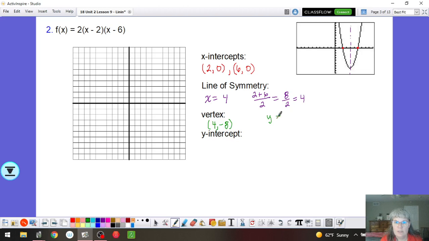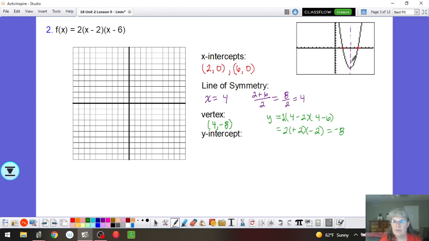So y equals, substitute 4 in for the x, so we have 2 times (4 subtract 2) times (4 subtract 6). That leaves us with 2 times 2 times -2. So 2 times 2 is 4, times -2 is -8.